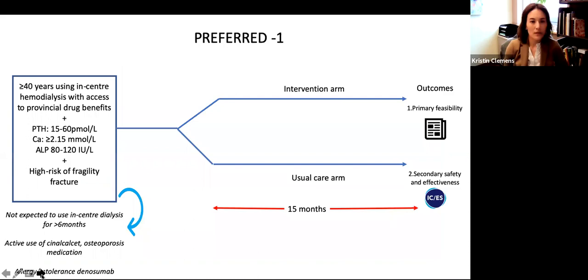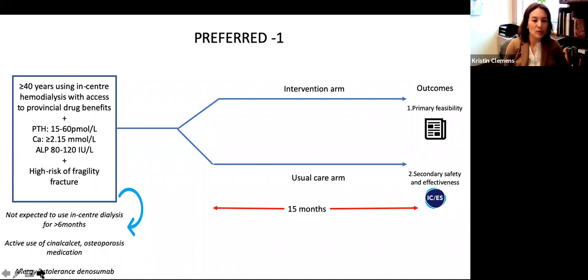So this is just a schematic of what we're envisioning PREFERRED 1 to look like. We've kept the inclusion-exclusion criteria general so as to try to include a larger population of patients that are normally seen in dialysis and in our metabolic bone disease clinics. So we'll include those 40 years and older who are using in-center hemodialysis, who have access to provincial drug benefits. We'd like to include those who have some of their bone markers within a target range to administer the drug. And we will include those who are already at a high risk of having a fracture. So those are people who have at least a 20% risk of having a fracture of the back, the spine, or the wrist over about a 10-year period.